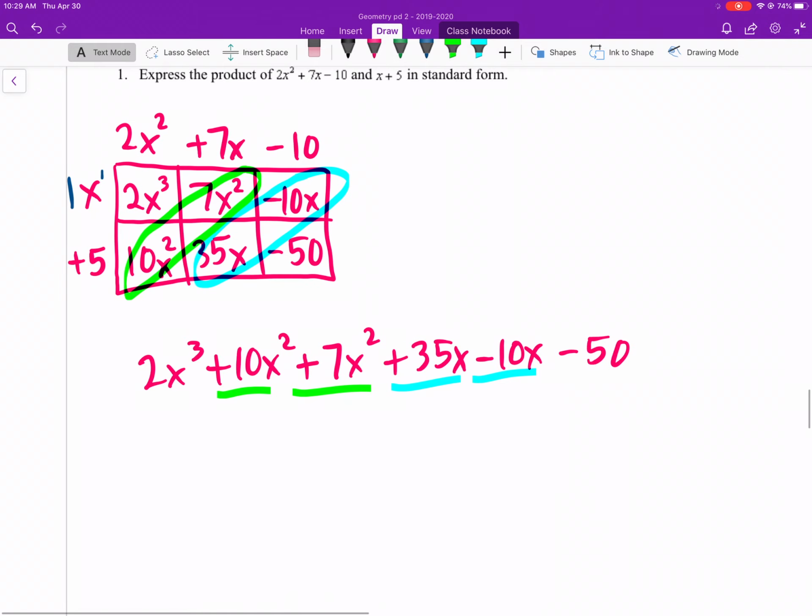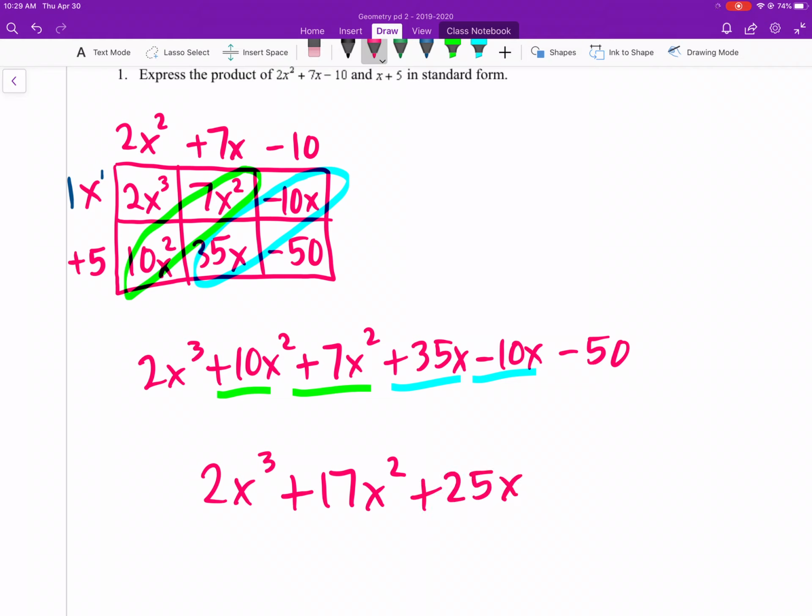So when we combine our like terms, we end up with 2x cubed plus 17x squared plus 25x minus 50.